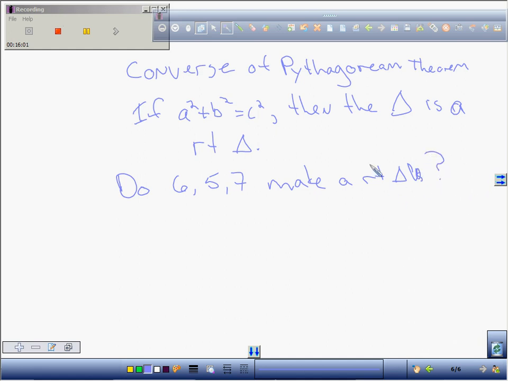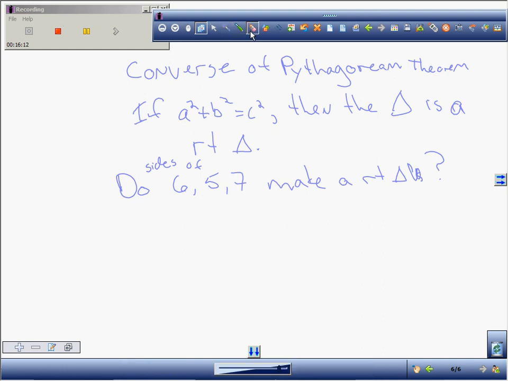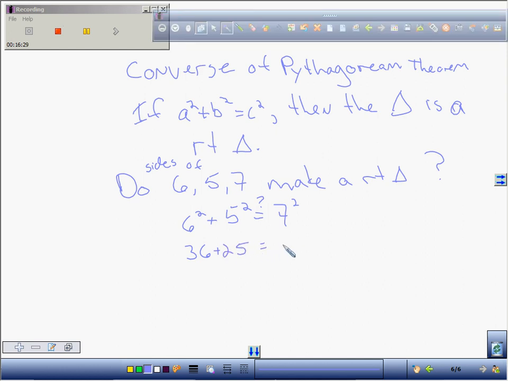Wait, what do you mean do? Do sides of 6, 5, 7. Do you get it now? Yeah. Okay. So what you have to do is check. Is 6 squared plus 5 squared equal to 7 squared? And you have to see 36 plus 25, is that equal to 49? And the answer to that is? No. 61 is not equal to 49. So the answer is no.